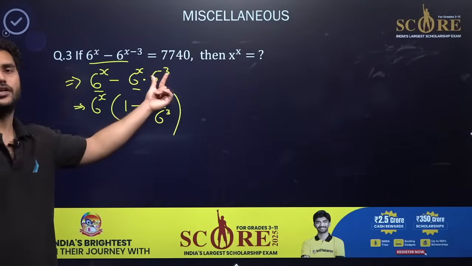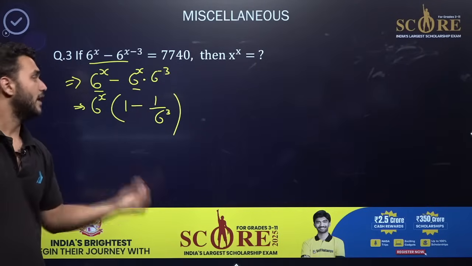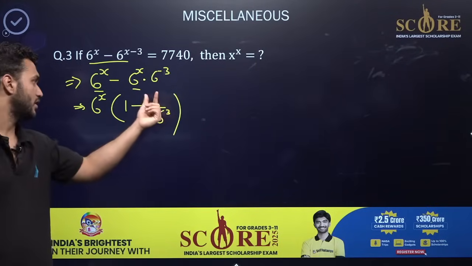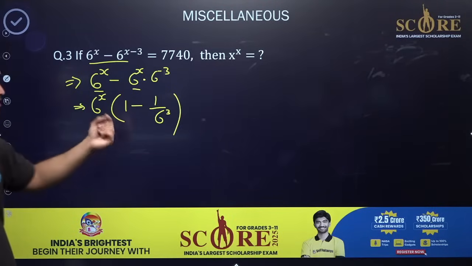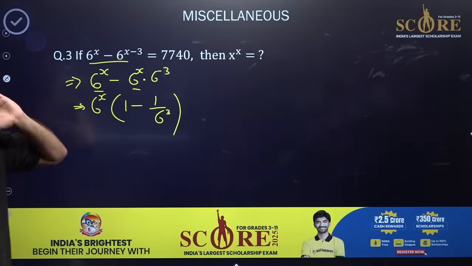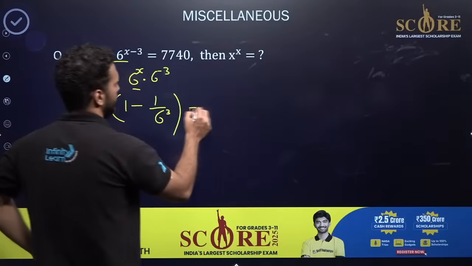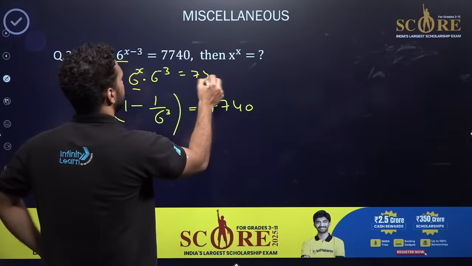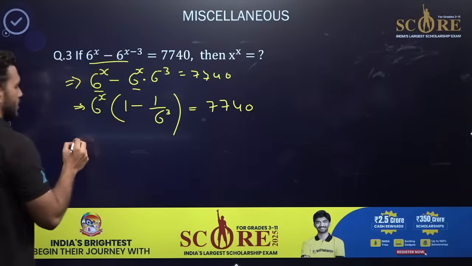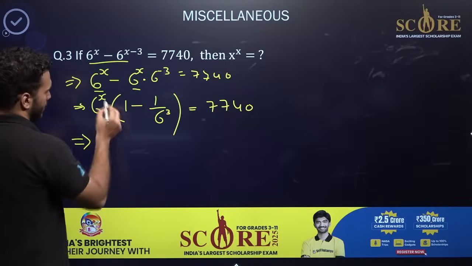See, it was in the numerator and I changed the position, and whenever you change the position of a number, what happens? Sir, change the power of symbol, change the symbol of power. Okay, next, and here I am getting 7740. Okay, now what will I get here?